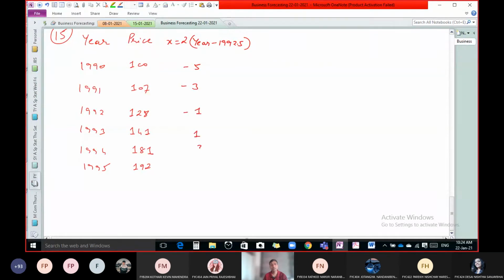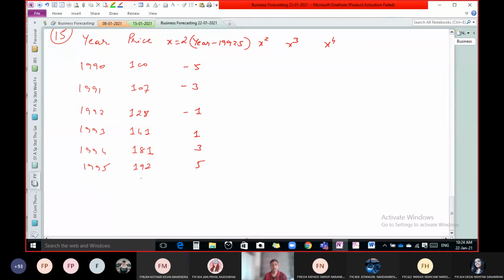We get plus 1, plus 3 and plus 5. We require x square, x cube and x raised to 4, and if these values are in decimal points, calculation becomes slightly difficult. So it's better to do this. Once again, how to get this minus 5? 1990 minus 1992.5, we get minus 2.5, into 2, we get minus 5.